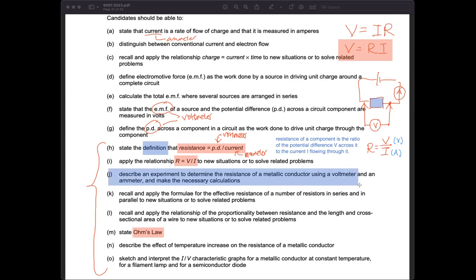Okay, how do I actually calculate the resistance of a conductor? So this is what I'm doing here. You set up like this. You put a voltmeter across it, then you put the ammeter through it. And then you use this formula, you're able to find the resistance.